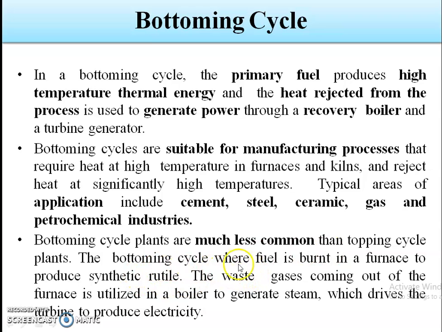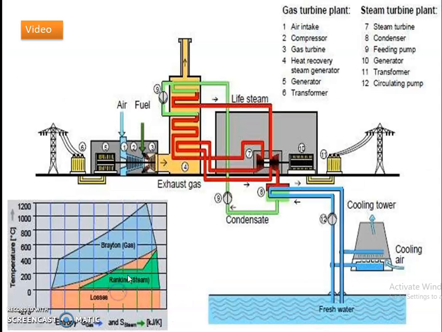In bottoming cycles, fuel is burnt in a furnace to produce a synthetic rutile, and the waste gases coming out of the furnace are utilized in a boiler to generate steam, which drives the turbine to produce electricity. As I told you previously, in the bottoming cycle, first of all we make the product for the glass industries, or manufacture the cement or the steel ore. After that the flue gases are utilized in a turbine to produce electricity.